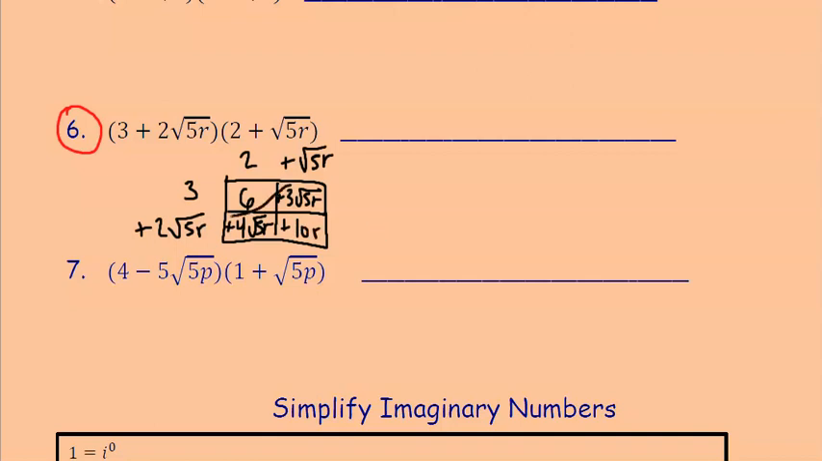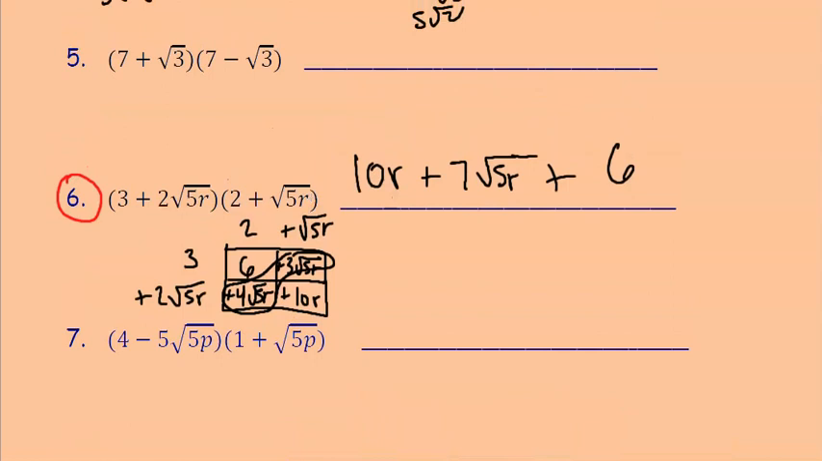Okay, combine like terms, which would be these two. And then you have 6 plus 7 times the square root of 5r plus 10r. If you were to write it in standard form though, you would write the 6 at the end and the 10r at the front. Try the rest of these on this page on your own. Check your work, and then move on to the next page.